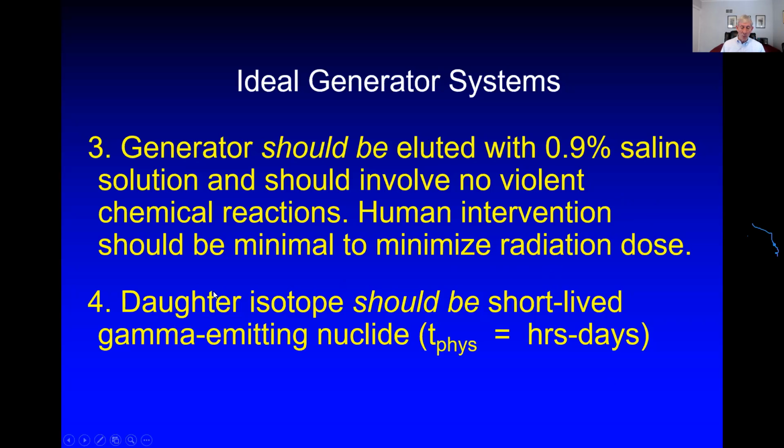Number four, we want the daughter isotope to be short-lived. That means typically hours or days, although we do have a generator producing an isotope, rubidium-82, which is 75 seconds. That's okay, not ideal, but workable. So we want a short-lived isotope, and we would like it to be a pure gamma emitter. Why don't we want beta minus emitters or beta gamma emitters? For diagnostic studies, they just increase the risk to the patient. We can't image the betas. All they do is confer a radiation dose. So we want it to be short-lived and a pure gamma emitter.